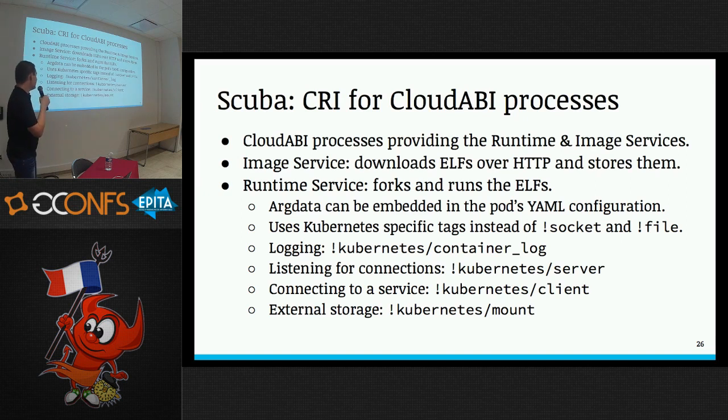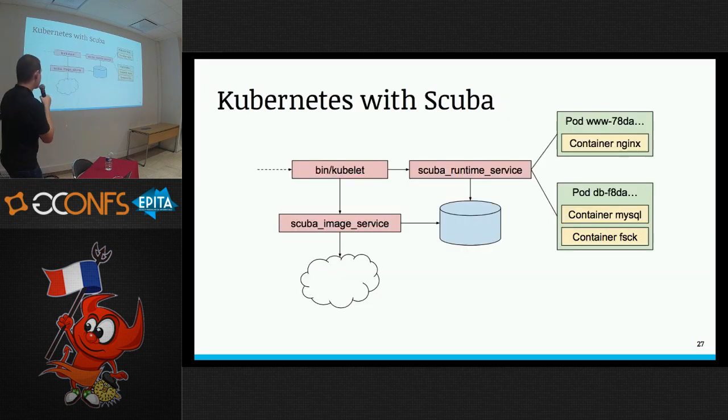Then there's another tag called kubernetes/mount, and if you use that one, you can refer to disks or to paths on the system. For example, Kubernetes has built-in support for doing NFS mounts or attaching Amazon EBS volumes. All of that kind of stuff is supported, and you can hand those directories, those mount points, over to the CloudABI process using kubernetes/mount. So this is a picture of what my setup looks like. Instead of using Docker, it's just a kubelet talking to Scuba Image Service and Scuba Runtime Service. Scuba Image Service downloads an image from the internet and places it in a certain directory on disk, and then the Scuba Runtime Service gets the ELF from this location and spawns the jobs over there.